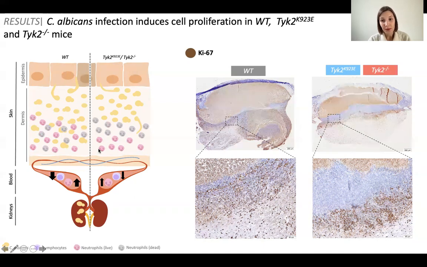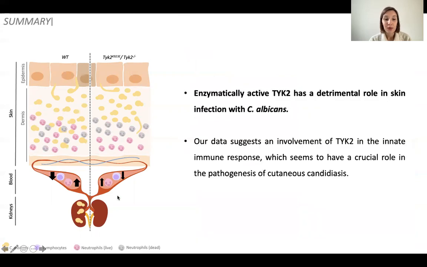And for some reason that we don't know yet, this organization here seems to be able to better control the fungal growth and to avoid dissemination. So far, we have shown that enzymatically active TYK2 has a detrimental role in cutaneous candidiasis, and we have shown a surprising role for TYK2 in the innate immune response in this type of infections.